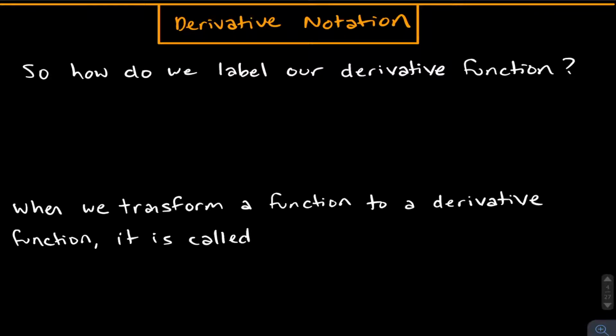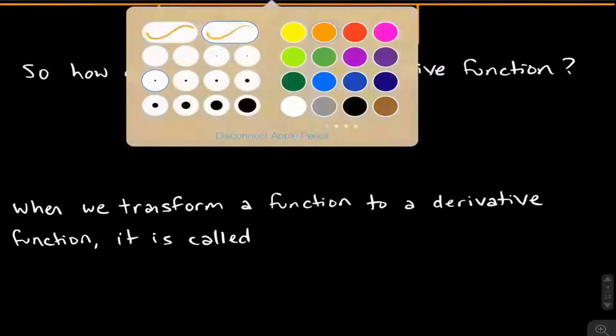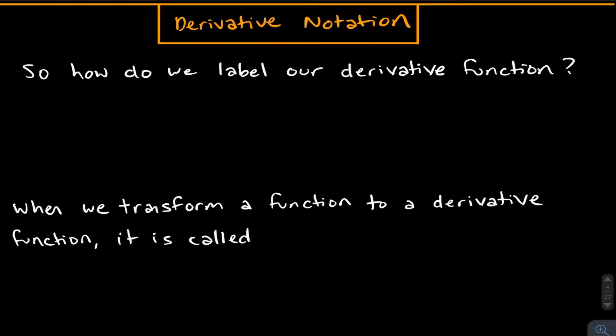Now I already showed you y prime. That was something that we already went over, so we'll write down y prime. But we can also write this as f prime of x, and this is also something that I mentioned, instead of f of x, right? That's what we would have labeled it before, as just our regular function. Now here's another one that we can label it as dy over dx.